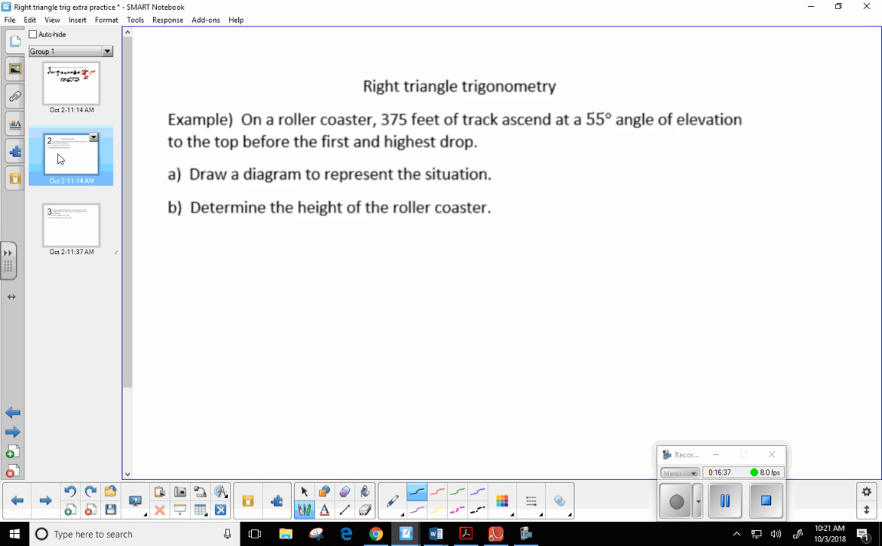Okay, so what do you think the angle of elevation is with respect to? The ground. Okay, so I'm going to draw a right triangle. So let's say like this. The base will, of course, be the ground. There's a 55-degree angle of elevation. Where's the 375 go? What would that represent? That'd be the hypotenuse.